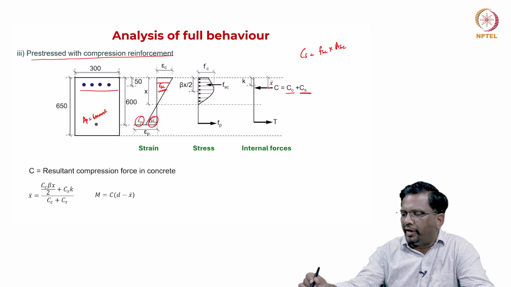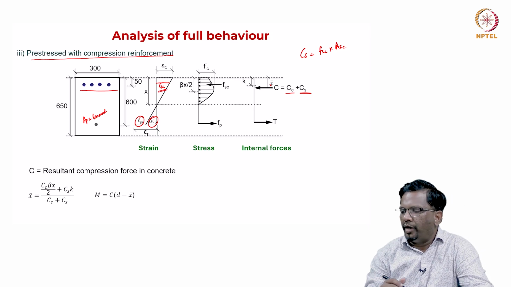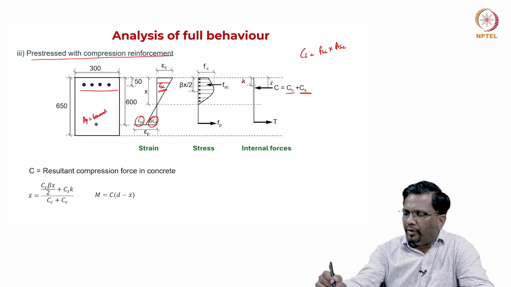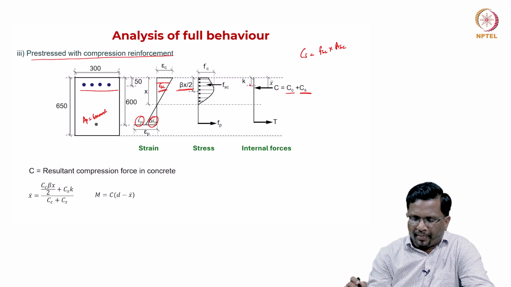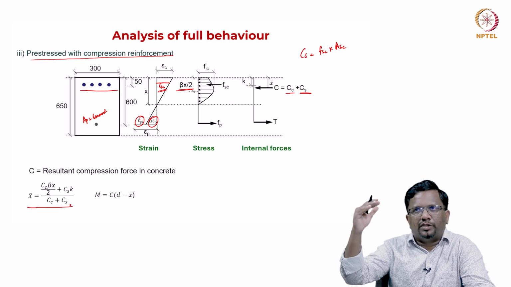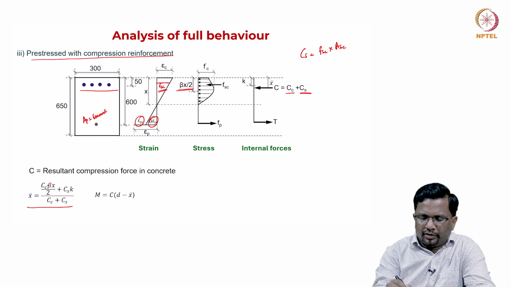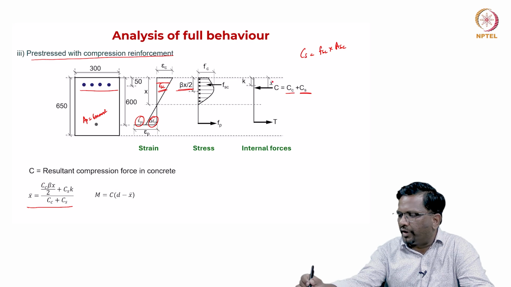Now, together I can find the centroidal location of these two forces. We know concrete is going to be at a distance of beta x by 2 and steel is going to be at the location wherever you are providing the steel. So, that distance let us say is k. So, you can find the combined centroid of this Cc and Cs in this way. So, this is taking the moment of these forces about the top location. So, that is what we are calculating, X bar.